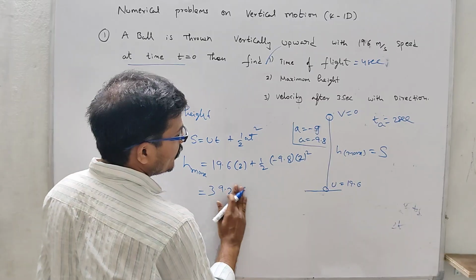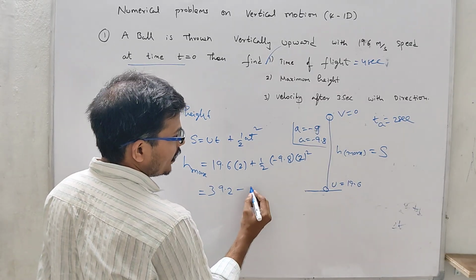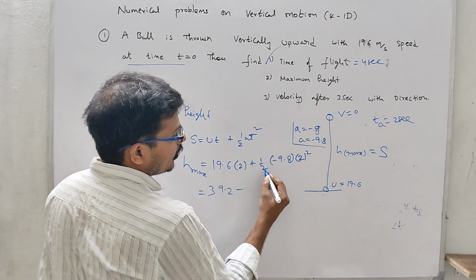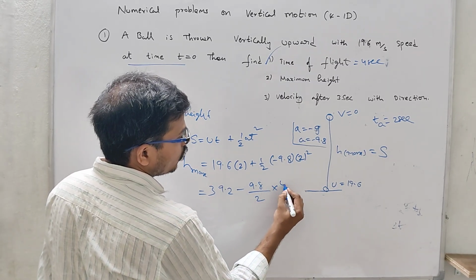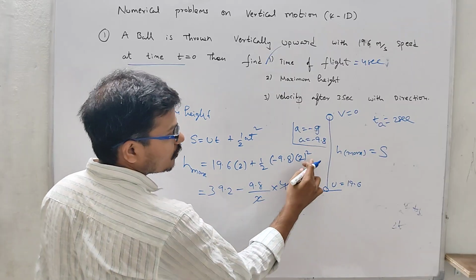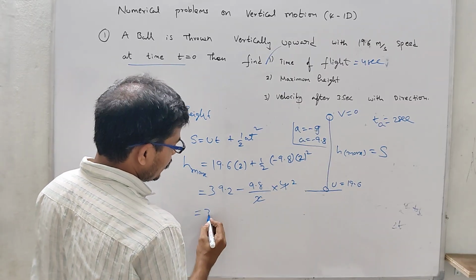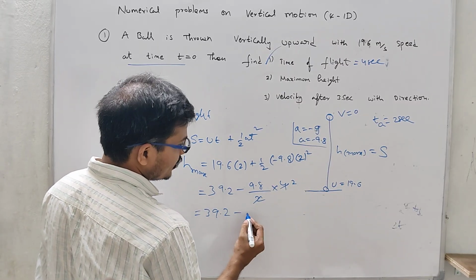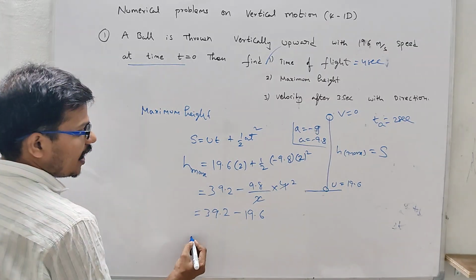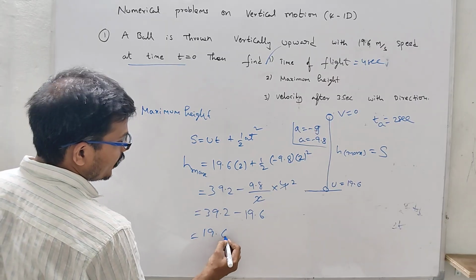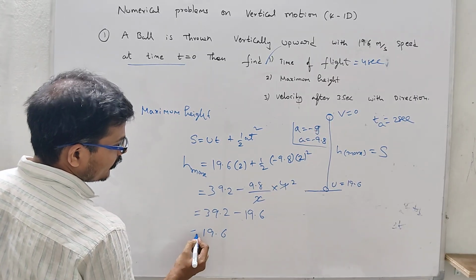Plus into minus will be minus. Okay, add here 9.8 by 2 into 4. 2 square means 4, so it will be cancelled. 39.2 minus it will be 19.6. Okay, after subtracting we can get 19.6.